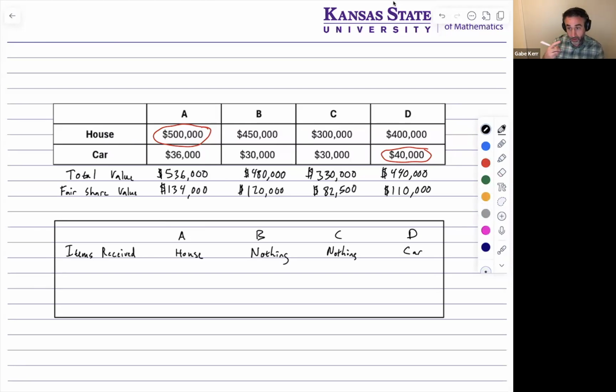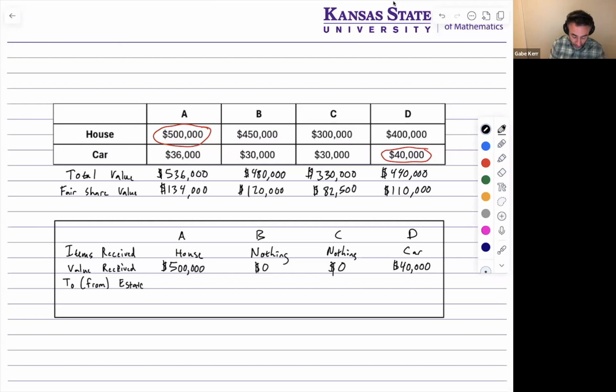Okay, great. And then the value received, again, this is from their own value system. We use that value. So the house was worth 500,000 to A, so we write $500,000 here. Nothing is worth nothing, and the car is worth 40,000. Right. So now you want to look at the fair share value to calculate what goes to or from the estate.